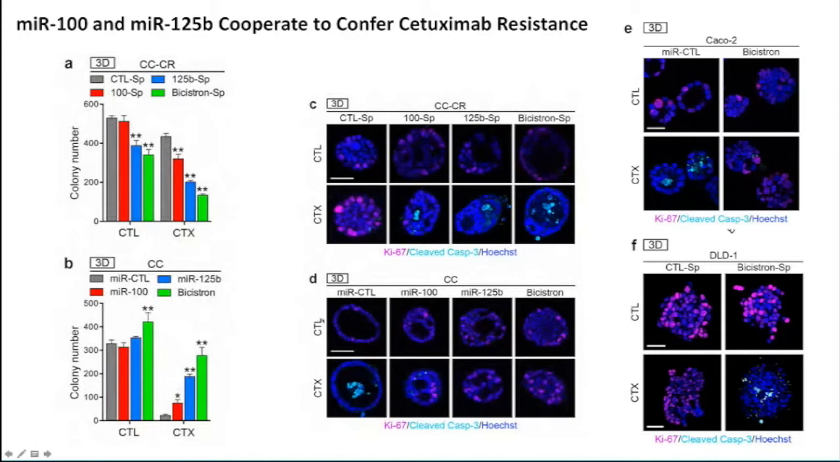And the same thing can happen in the CC cells, where if we overexpress both of these RNAs in the bicistron, we'll see this increase in colony numbers, so increased resistance to cetuximab, and then again the cells start to look like the CCCR cells. Okay, and it's not just our these HCA7 cells; it happens in 2 other cell lines as well. Okay, so it looks like these 2 RNAs, or microRNAs, are both hitting targets together to confer cetuximab resistance.